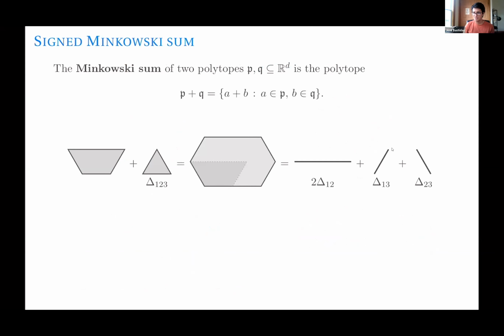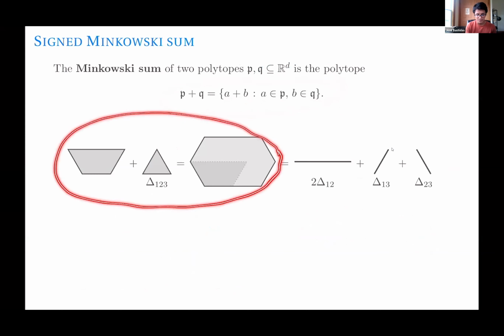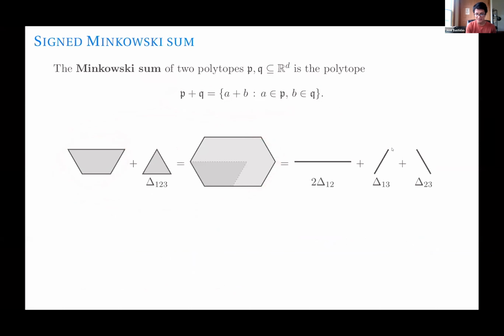And what was the other weird word in the definition before? It was signed Minkowski sums. So what does this mean? Well, first, the Minkowski sum of two polytopes is defined like this. It's the collection of points a plus b, where a is a point in the first polytope and b a point in the second polytope. And here we have an example of this quadrilateral and its Minkowski sum with the standard simplex. So we can take this triangle and basically move it around this trapezoid, and what we get at the end, if we take all the possible sums, is this hexagon that we have right here.